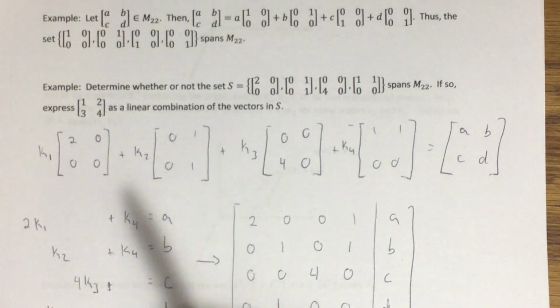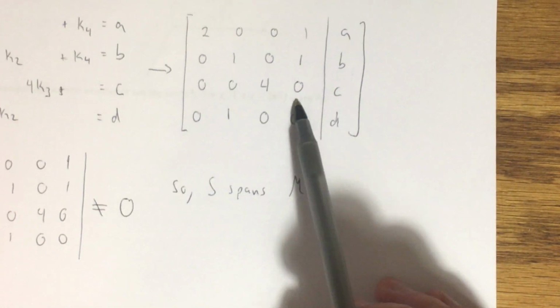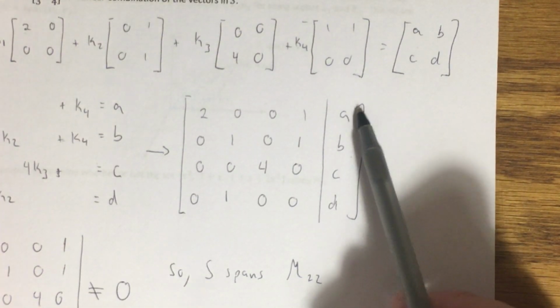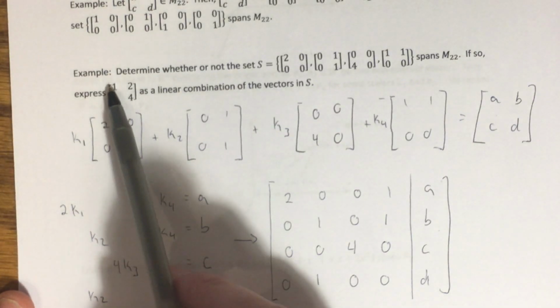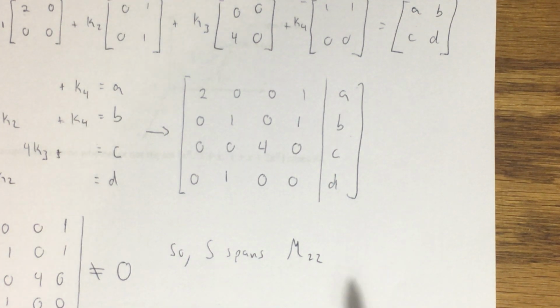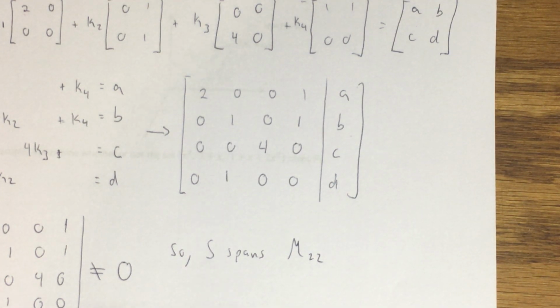And in order to do that, all we'd have to do is go to this augmented matrix and replace the A, B, C, D with 1, 2, 3, 4, and then actually solve this using Gauss-Jordan elimination and call it a day from there. Okay, so we'll do that in the next video.